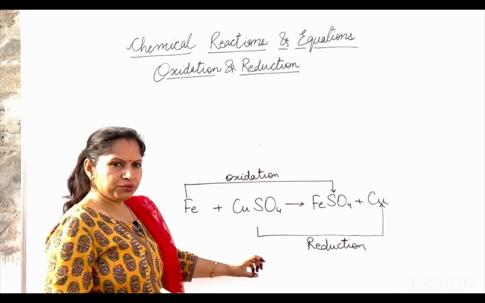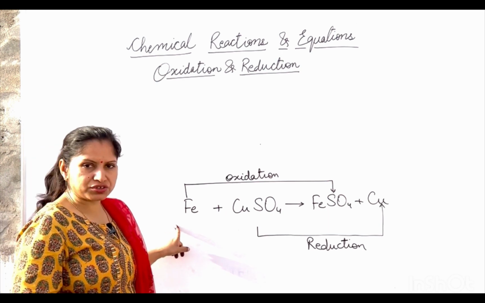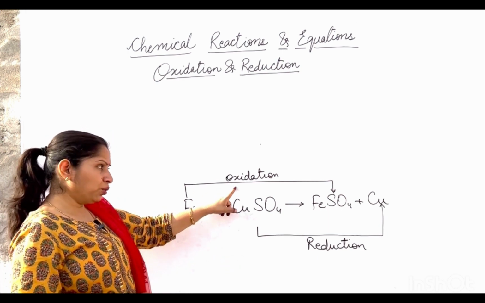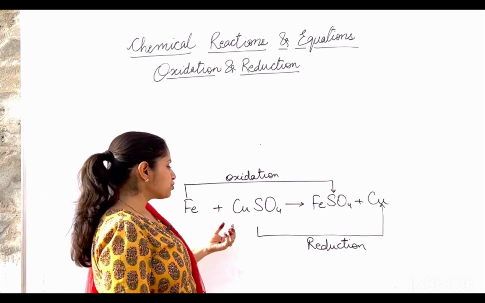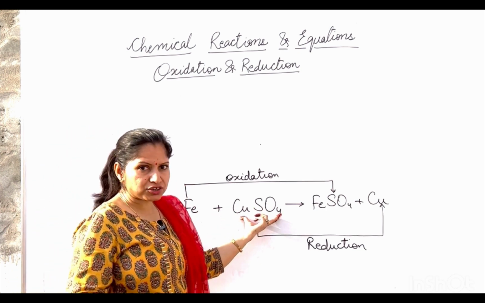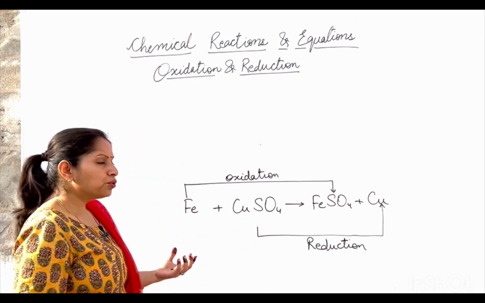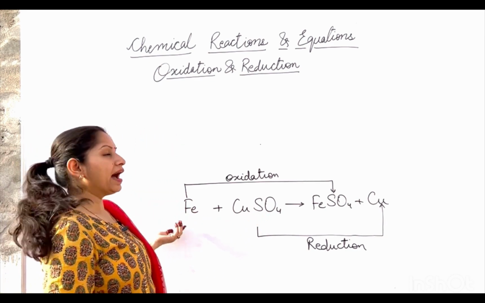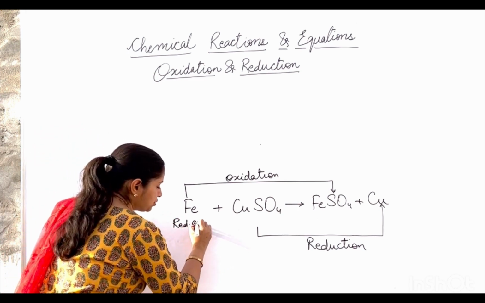One is getting reduced, so it's undergoing reduction. The other one is definitely undergoing oxidation. The one that is undergoing oxidation is itself a reducing agent. So, copper sulfate is undergoing reduction. What has helped copper sulfate to undergo reduction? Who has taken oxygen from it? Iron. So, iron is a reducing agent.